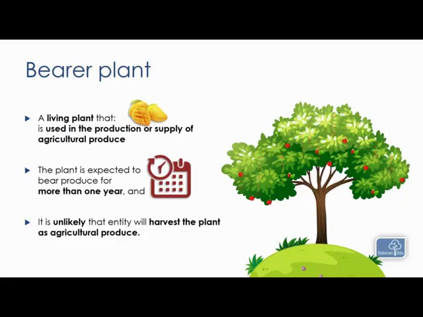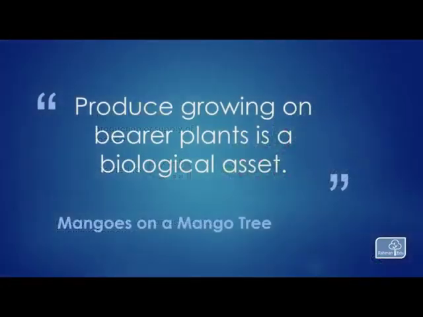That's a bearer plant. And when a bearer plant becomes older and is no longer used to bear produce, maybe we will cut it down, maybe we will sell it, but that doesn't preclude this plant from being a bearer plant. Now you know what a bearer plant is. Now a bearer plant may have some fruits growing on that tree, like mangoes on a mango tree. Those mangoes will be considered as biological assets, so you should measure those mangoes separately from the measurement of the bearer plant, of course.